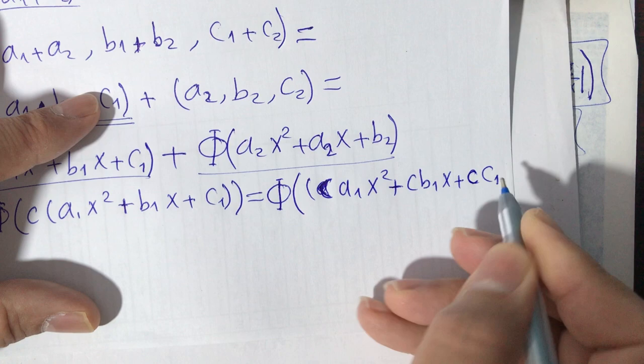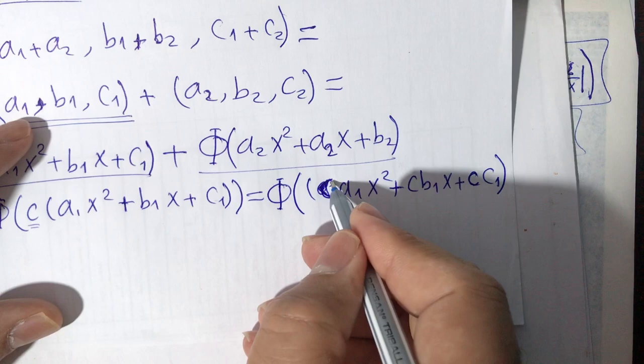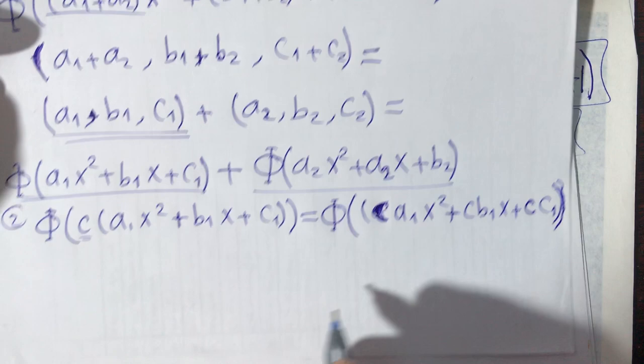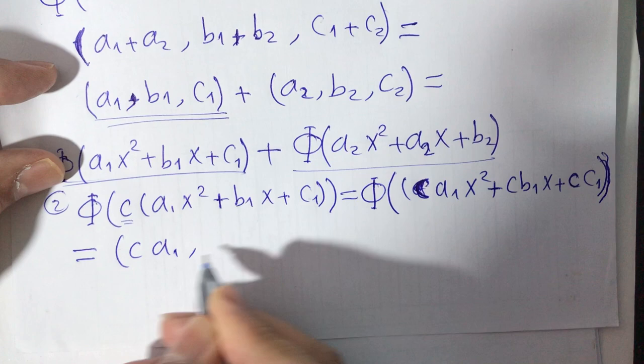Not mine, this is c, this is c1. And this is c here, ca. Now, what about this? What does this equal? This is equal to ca1, cb1, cc1.